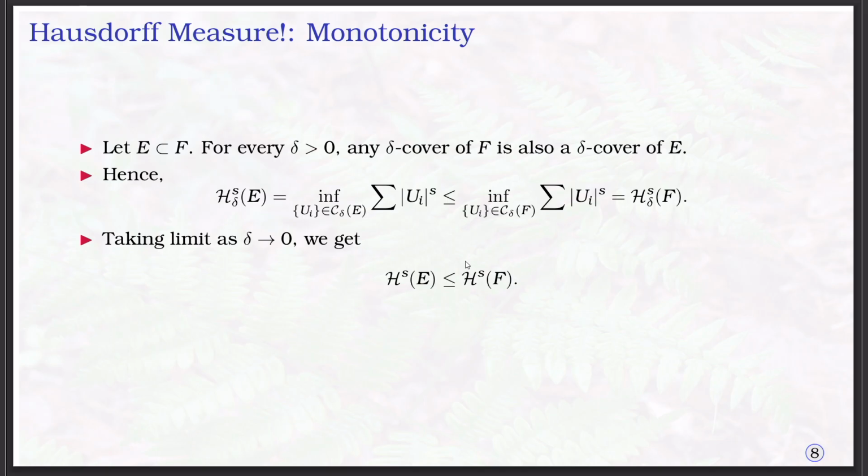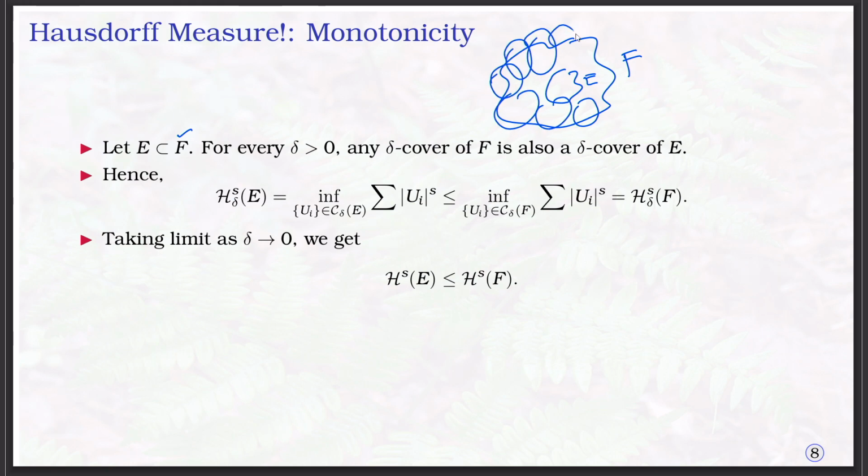That means, if E is contained in F, then for every delta greater than 0, any delta cover of F is also a delta cover of E. Suppose we have the set E here, and this E is contained in the set F. If you are finding the delta cover for this set F, then obviously this delta cover covers the set E.